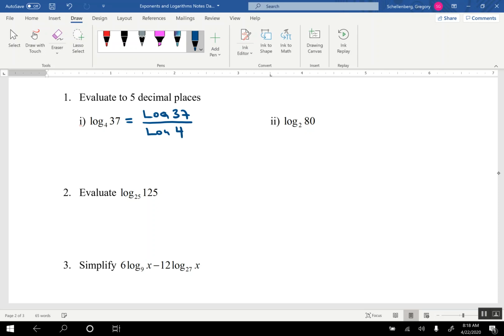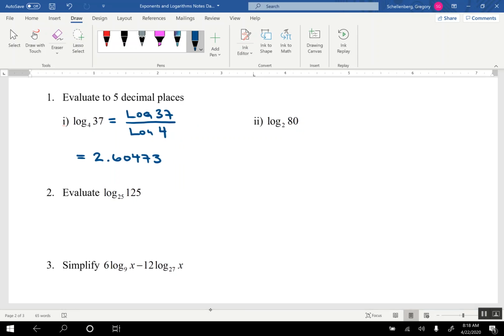Now it says to evaluate to 5 decimal places. We're just plugging that directly into our calculators. Log 37 divided by log 4, and what we should end up with is something like this, 2.60473. Okay, so same idea with the next one.